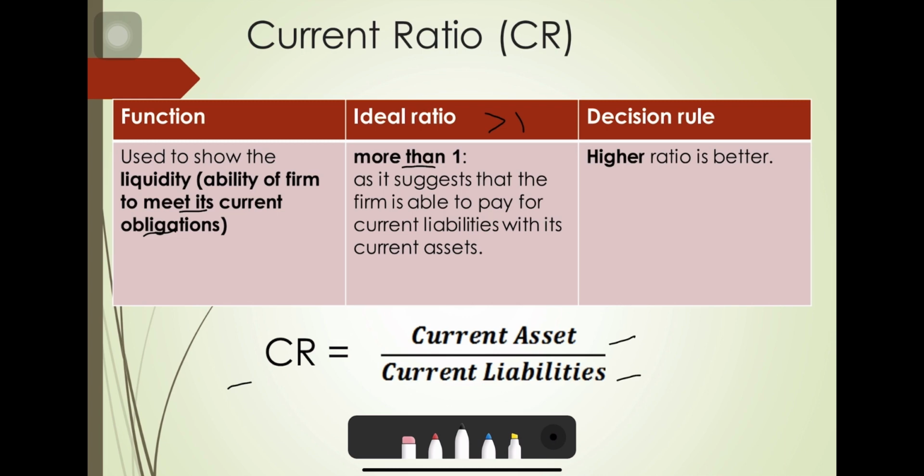As it suggests that the firm is able to pay for the current liabilities with the current assets. So, it must have twice as much current assets. Alright. And then the decision rule, the higher ratio, the better. So, the cut-off point just now must be more than 1.